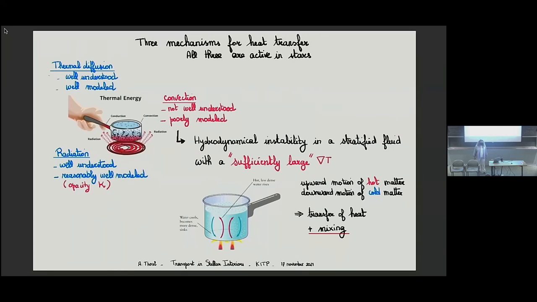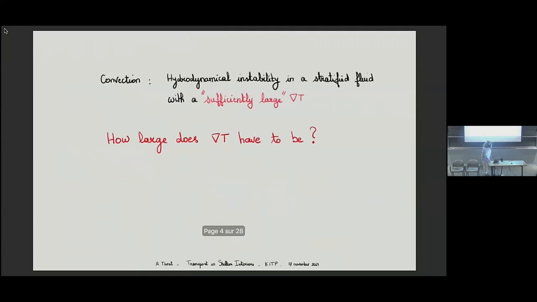Convection is a hydrodynamical instability that arises in a stratified fluid with a sufficiently large temperature gradient, and I'll be talking a lot about this temperature gradient. So it's a large-scale motion which takes hot matter upwards, cold matter downwards. So there's transport of heat, and there's also mixing of chemical elements.